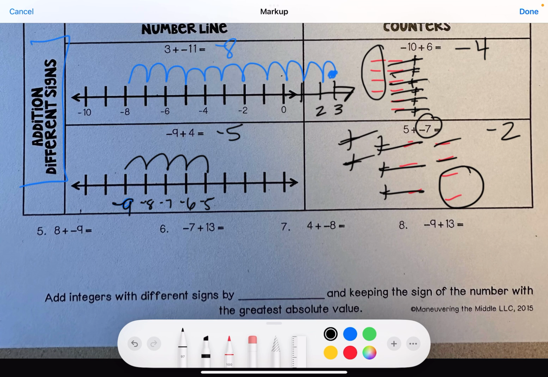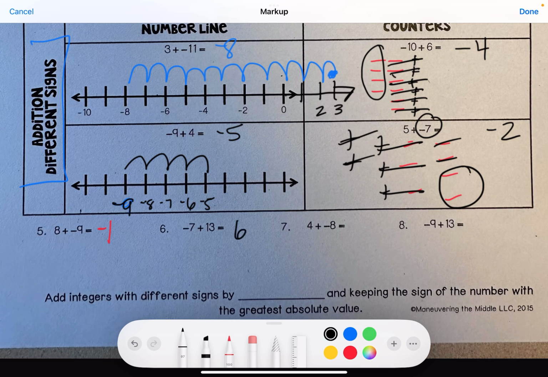All right, so on number 5, 8 plus negative 9, the bigger number is negative, so my answer is going to be negative. If I did 9 minus 8, I get 1. My answer would be negative 1. On number 6, my bigger number is positive, so my answer is going to be positive overall. So 13 minus 7 is 6. My correct answer would be positive 6 here.